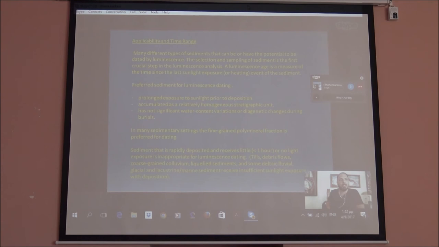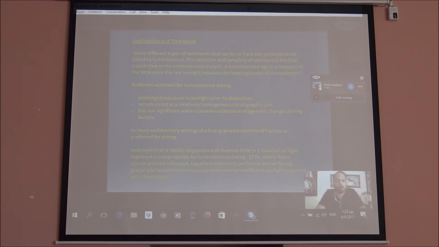So the preferred sediments for luminescence dating are those with prolonged exposure to sunlight prior to deposition, accumulated as a relatively homogeneous stratigraphic unit, and that have no significant water content variation or diagenetic changes during burial. We want our sample to be exposed to sunlight prior to deposition, because we want the luminescence signal to be zero before the burial of the sediment.